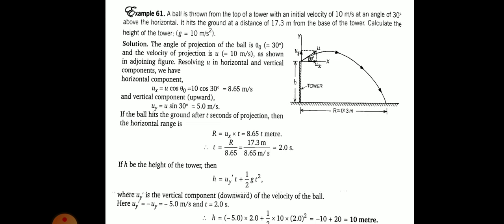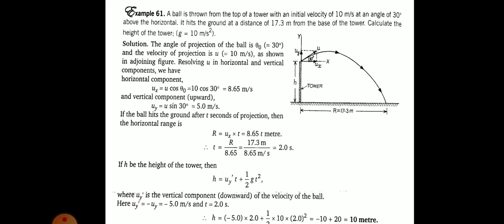In example 61, a ball is thrown from top of a tower with initial velocity of 10 meter per second at an angle of 30 degree above horizontal. It hits the ground at a distance of 17.3 meter from the base of the tower. Calculate height of the tower.